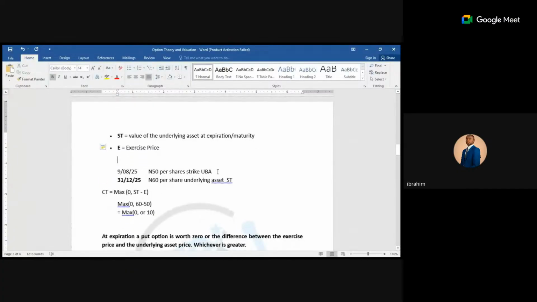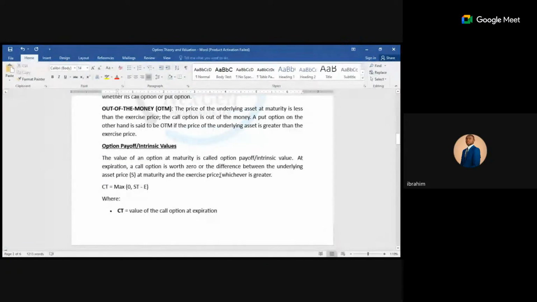You've entered into an agreement, an option contract, to buy the shares at 15 naira at a future date. And the future date is 31st December 2025. And the price has increased to 16 naira. And what is the intrinsic value of the call option? That is, what will be the value of the call option? The maximum of 0 or 10, whichever is greater.